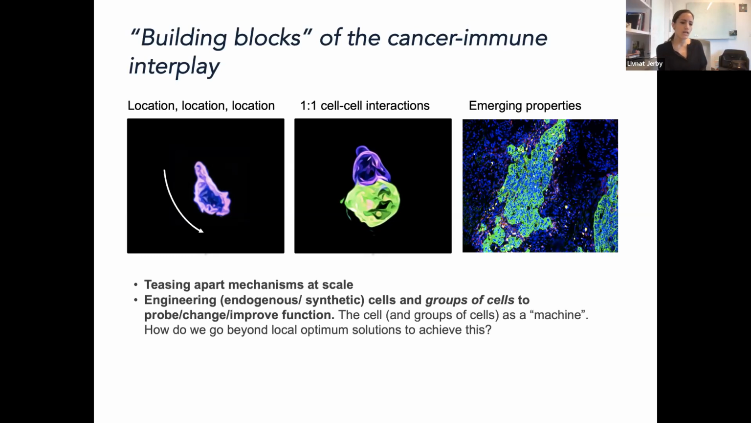And then the other side is to start thinking of cells or groups of cells as little machines that we can engineer in order to probe or create new functions. And one of the neat things about immune cells is that we can take them out of the body, we can modify them ex vivo, and then we can bring them back. And that makes it so much easier to start studying these processes, both to understand how they work and when thinking of interventions, clinical interventions, etc.